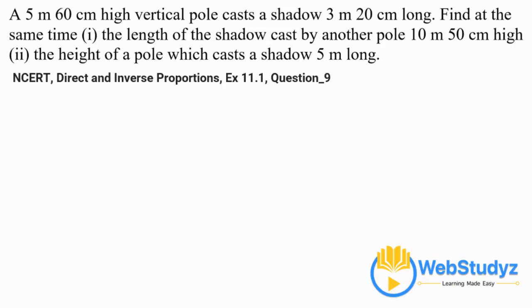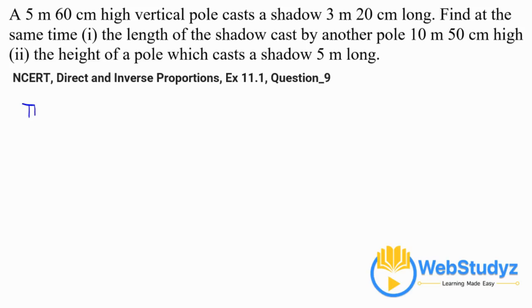A 5 meter 60 centimeter high vertical pole casts a shadow 3 meter 20 centimeter long. Find at the same time first the length of the shadow cast by another pole 10 meter 50 centimeter high, and second the height of a pole which casts a shadow 5 meter long. So let's start the solution.